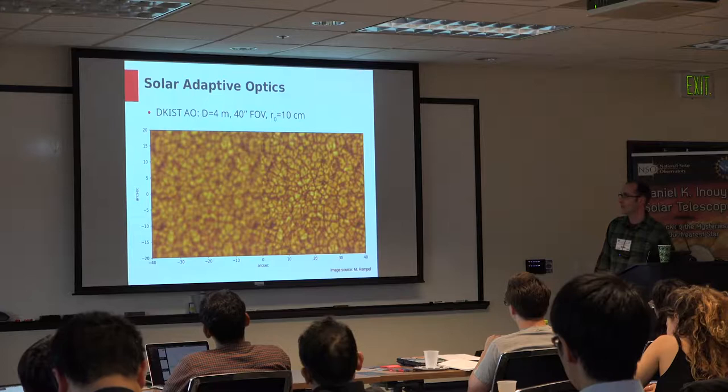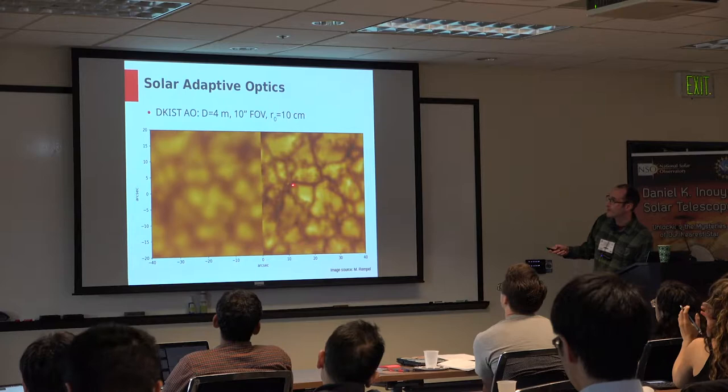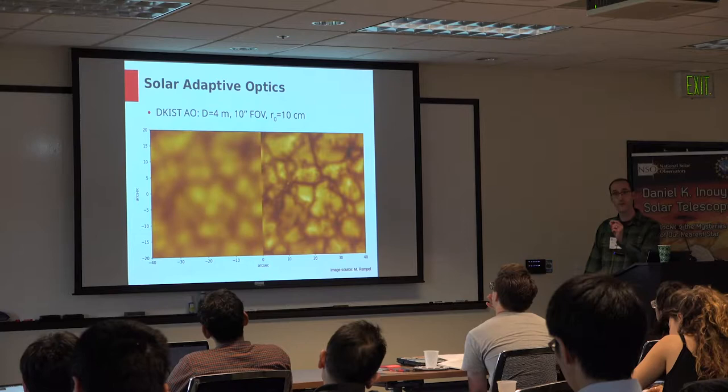Now, let me again blow out the central area so you can see more detail. And again, the one on the left is the seeing limited. The one on the right is the AO corrected image. And the AO correction has managed to recover all this really high spatial frequency information, all this very, very fine detail that was in the original object.